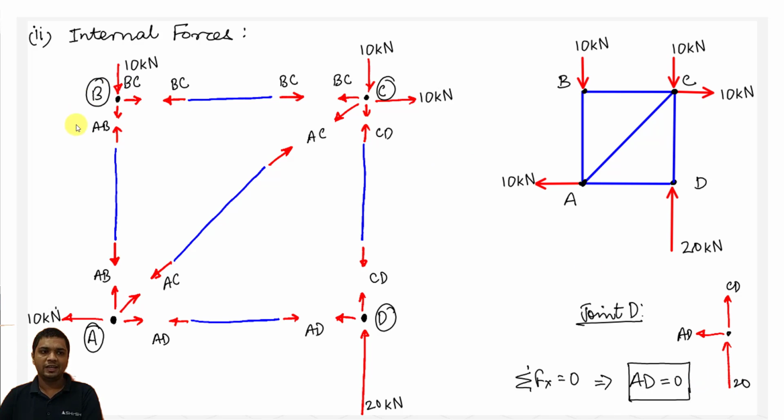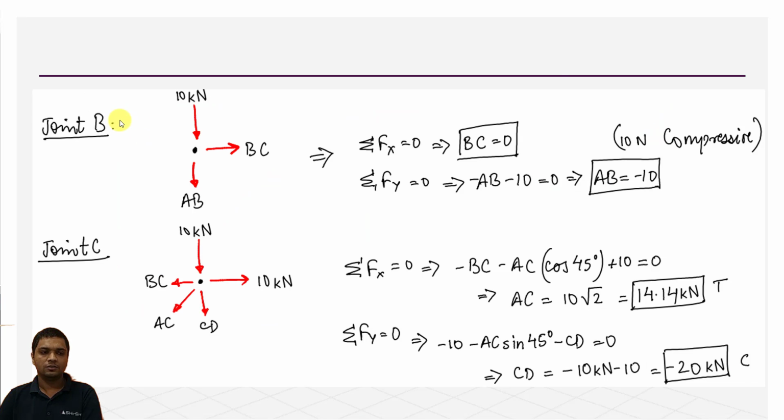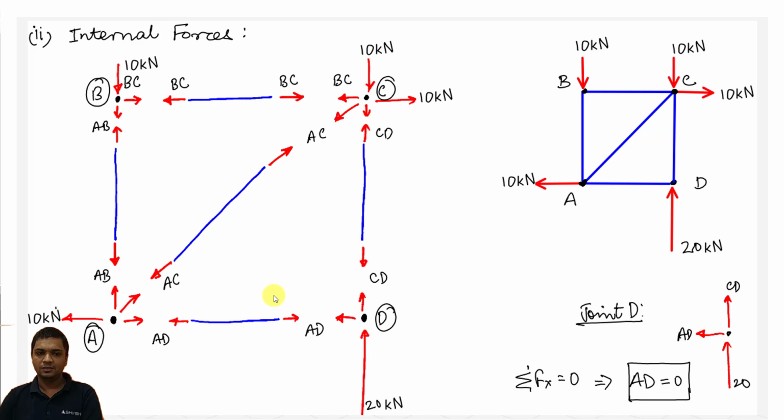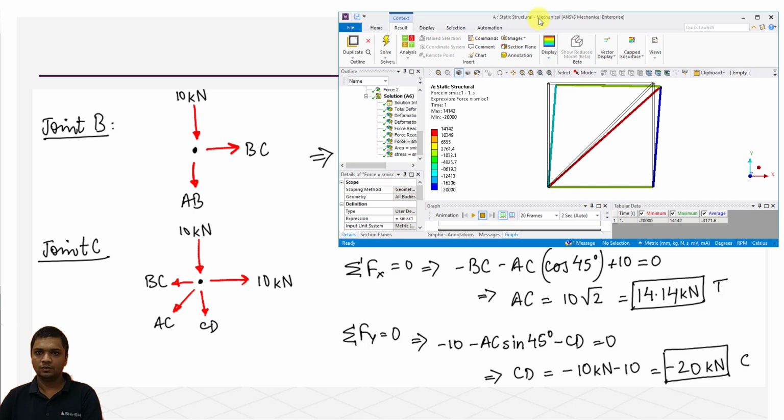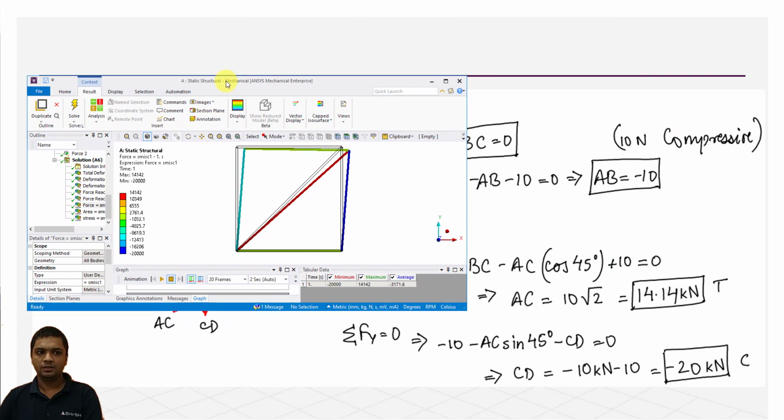Next let's take point B. At point B we have minus AB minus 10 kilonewton, that gives AB equals to minus 10 kilonewtons. BC we don't have any forces here. So let's check this force in AB, that's our first beam, this bar. It should have the internal force of 10 kilonewtons, right? So I have opened the ANSYS Mechanical. In AB we are having a minus 10 kilonewton.